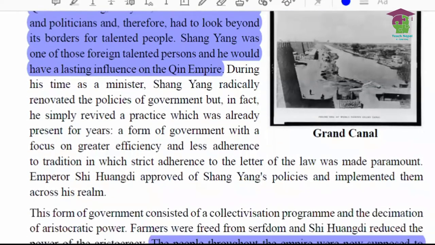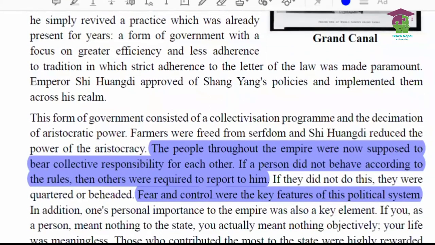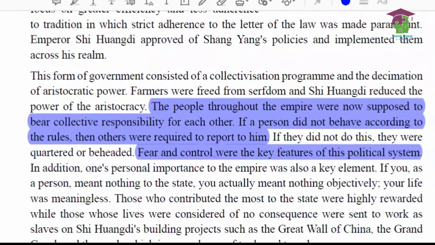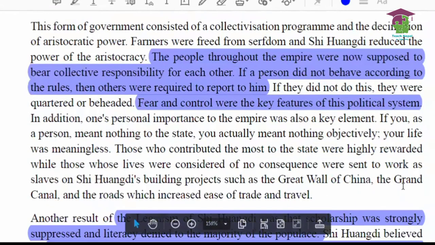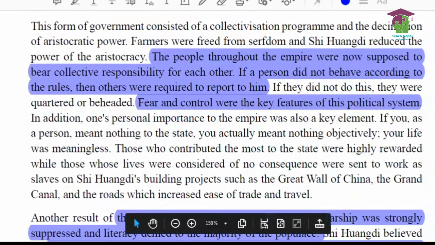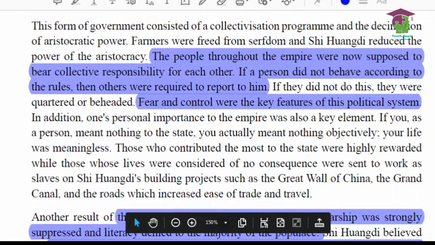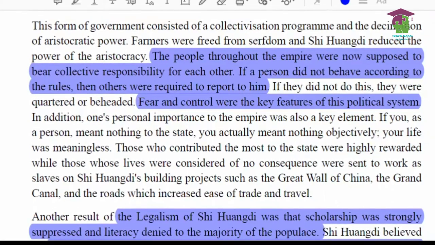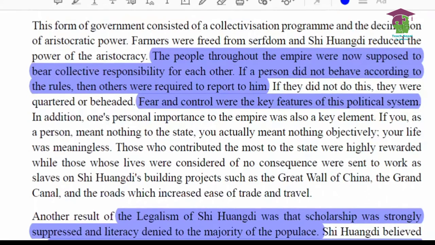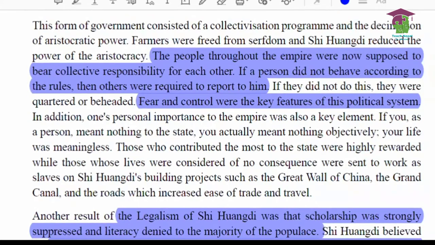They had to work for one another. If a person didn't behave according to the rules, then others were required to report him. If they did not work for one another, they would report. So fear and control were the key features of this political system. People were kept in fear and under control to keep them disciplined.